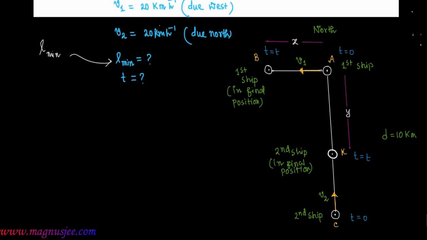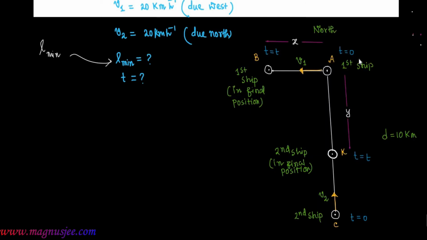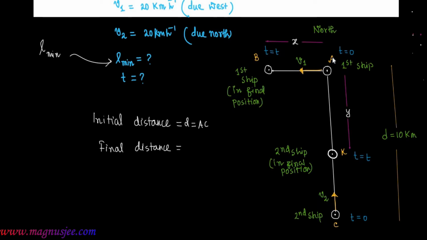The initial distance between the two ships at the points A and C respectively is d, which is equal to 10 kilometer. D is equal to 10 kilometer, which is the initial distance between the first ship at the point A and the second ship at the point C. Initial distance between the two ships will be d, which is equal to AC. And what about the final distance between the two ships?